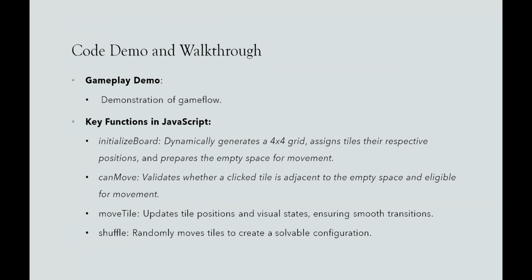For the code demo and walkthrough: the code demo, gameplay, and demonstration of game flow. For the key functions in JavaScript, we will highlight initialize board, which dynamically generates a 4x4 grid, assigns tiles to respective positions, and prepares the empty space for movement. Can move validates whether a clicked tile is adjacent to the empty tile and eligible for movement, and move tile updates tile positions and visual states, ensuring smooth transitions. Shuffle randomly moves tiles to create a solvable configuration.